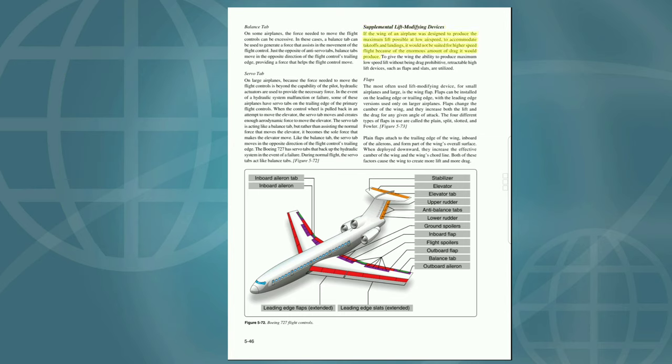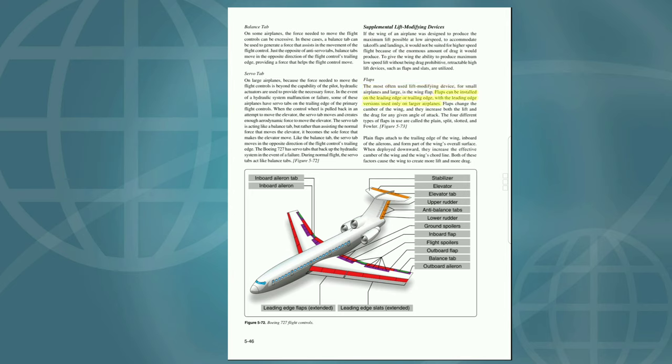Supplemental lift modifying devices. If the wing of an airplane was designed to produce the maximum lift possible at low airspeed, to accommodate takeoffs and landings, it would not be suited for higher speed flight because of the enormous amount of drag it would produce. To give the wing the ability to produce maximum low speed lift without being drag prohibitive, retractable high lift devices, such as flaps and slats, are utilized. Flaps. The most often used lift modifying device, for small airplanes and large, is the wing flap.